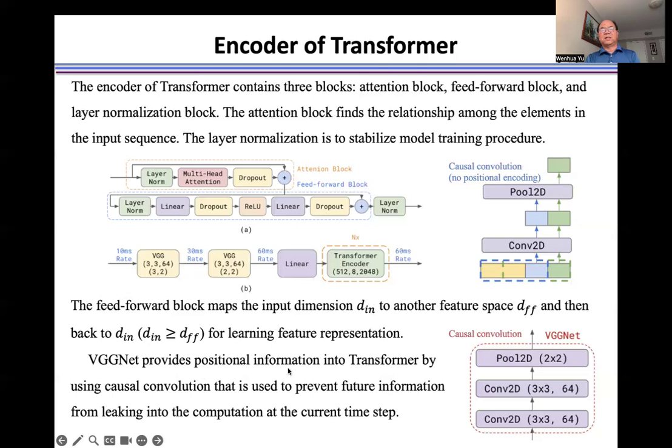VGG provides positional information into the transformer by using causal convolution. That is used to prevent future information from leaking into the computation at the current time step. In this way, we don't need the positional encoding. Here is the structure by using VGGNet.